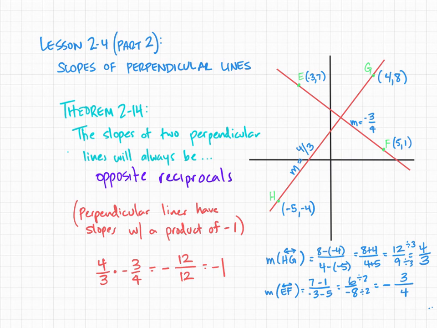So just to show you how that idea works, these two things are basically saying the same thing. If the two slopes are opposite reciprocals, that means that when I multiply them together, I'll have an answer of -1. So you can think of that either way you would like. Now let's take a look at a couple examples using this idea.